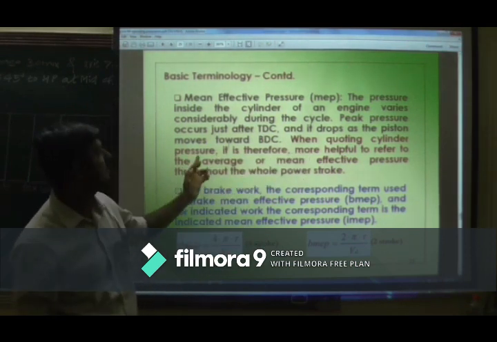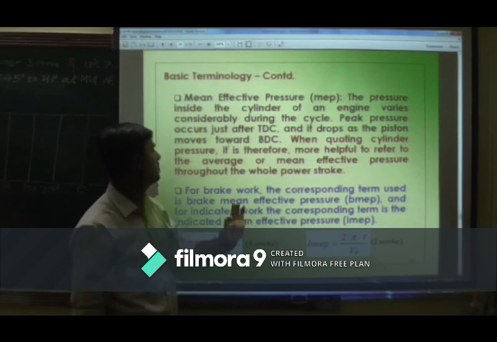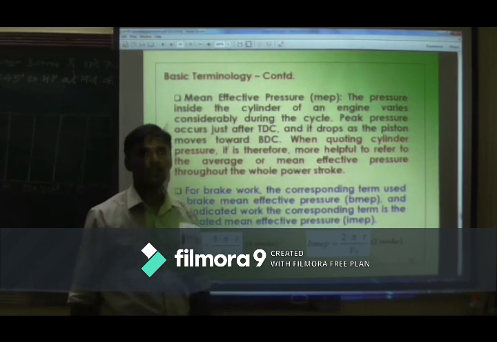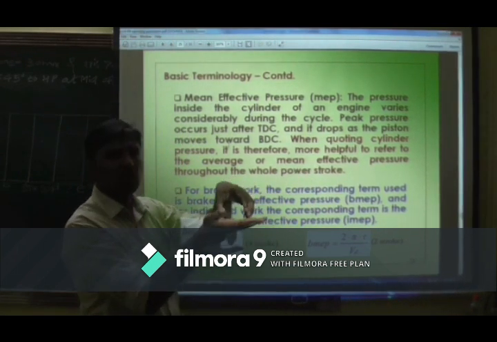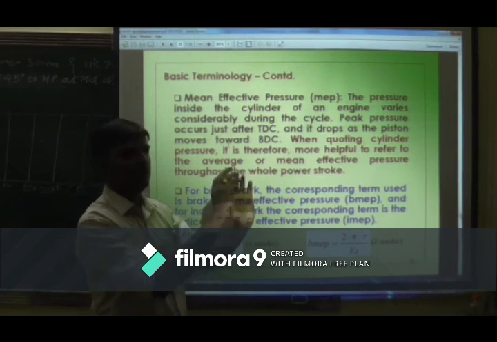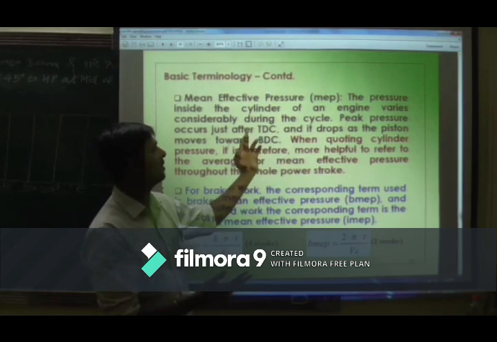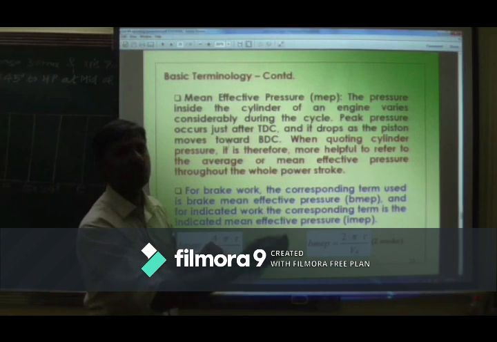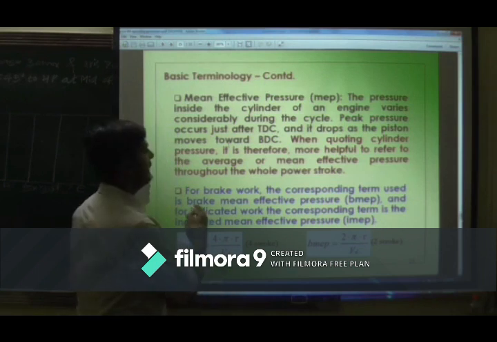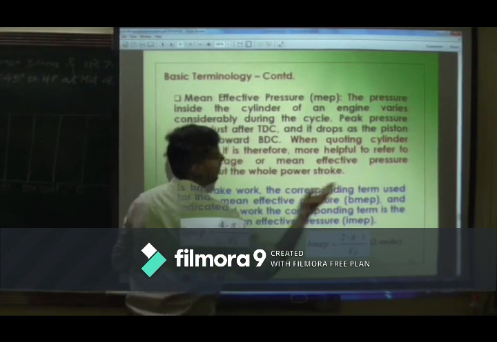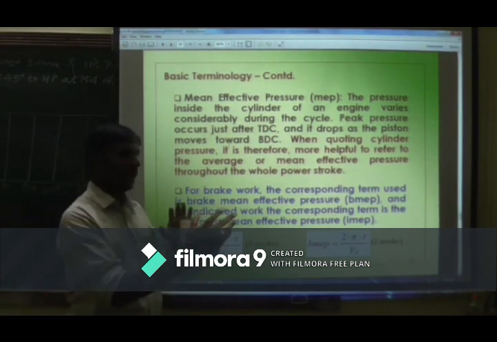When quoting cylinder pressure, it is more helpful to refer to the average or mean effective pressure throughout the whole power stroke. Why do we use mean effective pressure, average pressure? Because when the piston travels from TDC to BDC, we do not get the same value of pressure. We get different values. After some crank angle we get the highest pressure, then pressure decreases. If we plot pressure versus crank angle, it will increase first and then decrease, like this curve. So we have to take the average value.